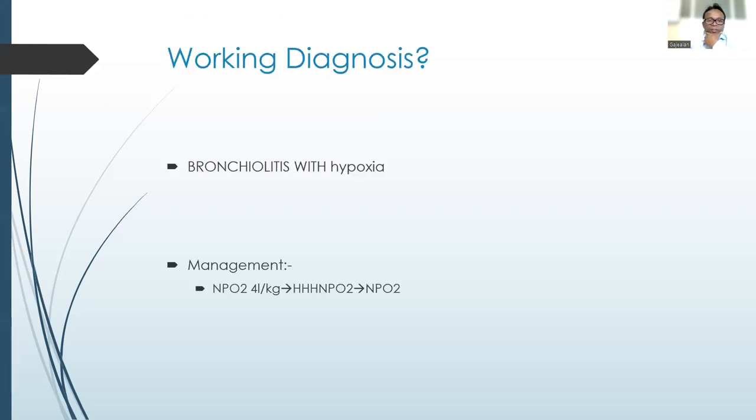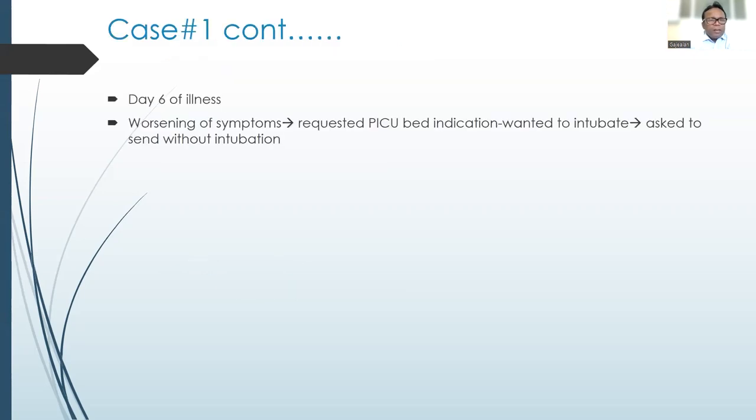The child initially improved without any problem, and the general condition of the child improved. But on day 6, the child had worsening of symptoms. They requested a PICU bed. The indication was they wanted to intubate the child because of respiratory distress and exhaustion, but asked to send to PICU without intubation.